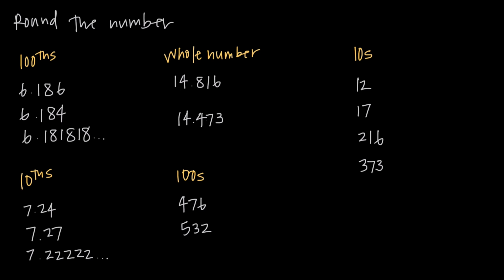If it's 5 or greater, we're going to round up. If it's 4 or less, we're going to round down. So here's what that looks like. In this first set of examples here, we've been asked to round to the hundredths place. Remember that the hundredths place is the second place after the decimal. So it's this spot right here.